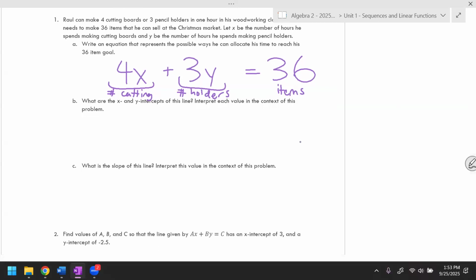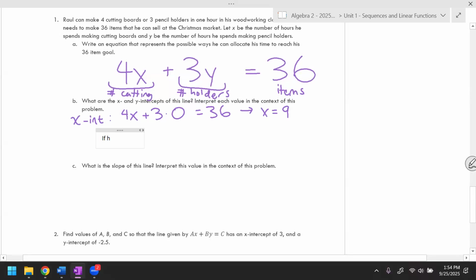I don't know if this is right, but I said it's 9, 0 for the x-intercept, because the x-intercept is what x we need when y is 0. 3 times 0 equals 36. And then you solved this, right? You could find x here, and you got x equals 9. And what does that mean if x equals 9 and y equals 0? If he's only making cutting boards, then he can make 36 in 9 hours.